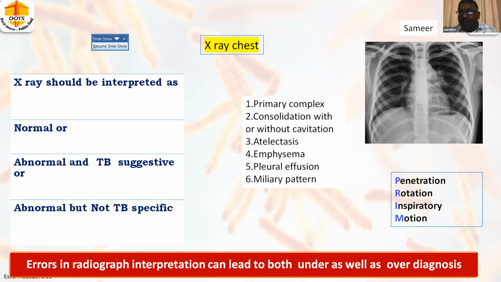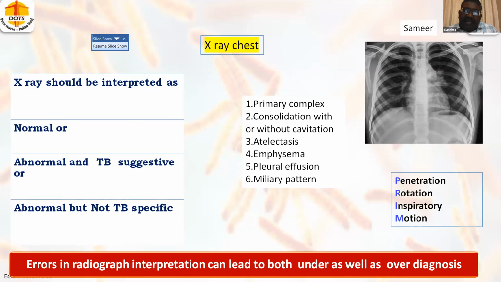What are those? One, the penetration should be correct. The rotation should not be there. Ideally, it should be well positioned. It should be an inspiratory film to ideally comment on, especially hilar lymph nodes, which can be confounded. And the child should be properly restrained also.